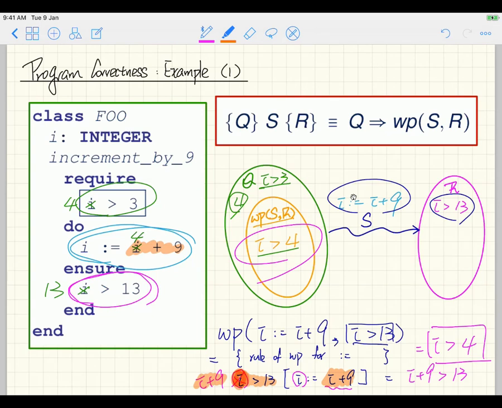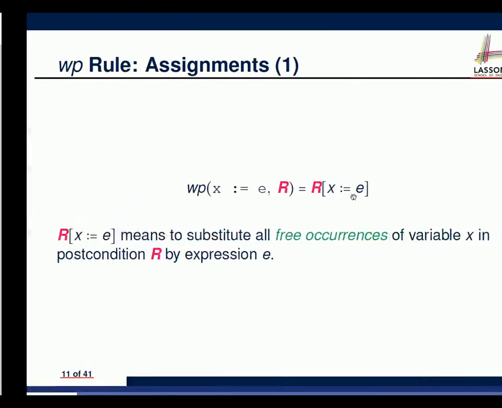Any question about this? Yes? What if the value for i or x is not free? Good question. The question was, what if the value for i or x is not free? So it's really important.